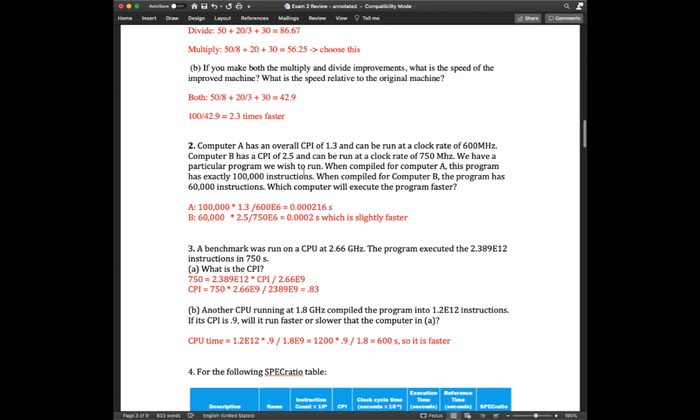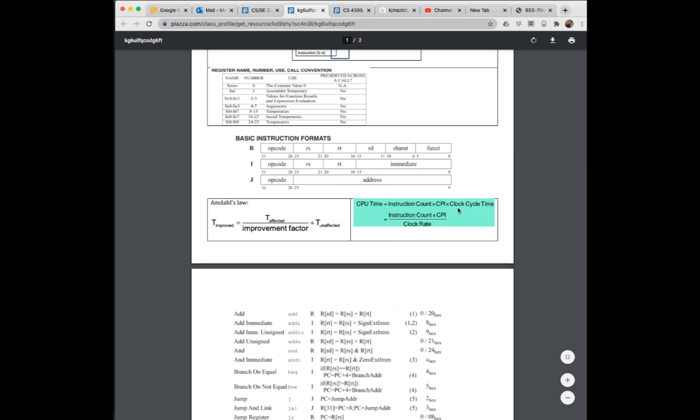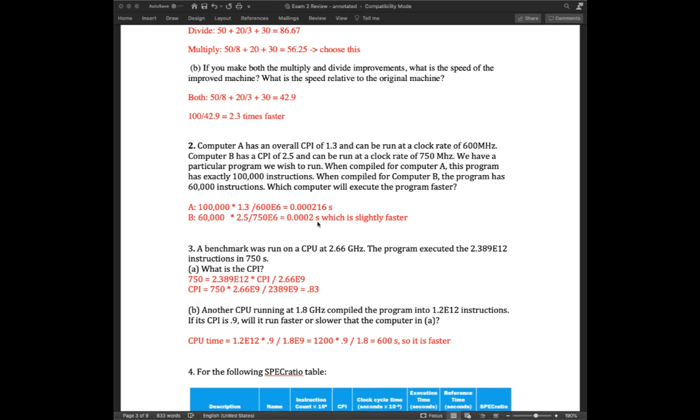Question 2 here on the review is we're comparing two computers A and B that have different clock rates, different CPIs, cycles per instruction, and when compiled, the same program compiled for computer A has 100,000 instructions. For computer B, it has 60,000 instructions. So if you put all those in the formula, which again is listed over here, and multiplied it out, you get these answers here. Now, on the test, I won't be able to ask you this type of question because, again, I don't want to use calculator questions on the exam.